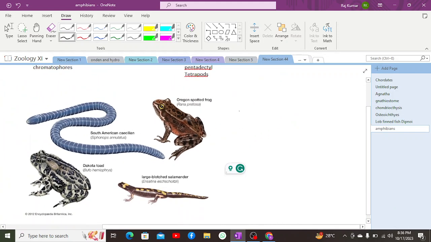Apart from that, when it comes to some organisms such as Sicily, let me just write that down. Sicily. It is basically the amphibian which is not having any limbs.